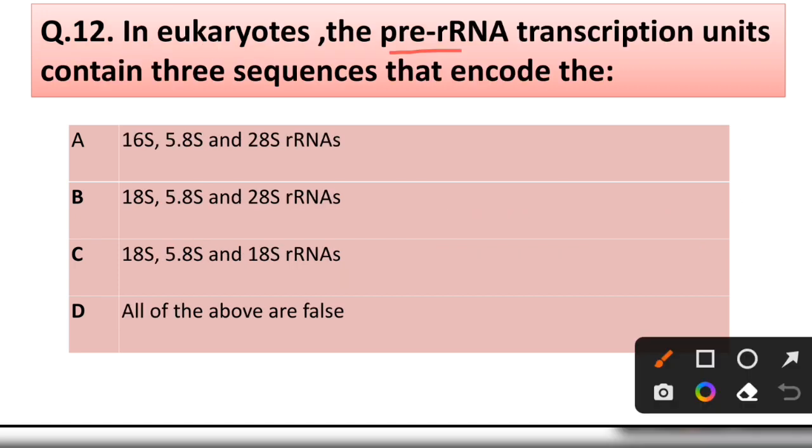Question number 12. In eukaryotes, the pre-rRNA transcription units contain 3 sequences that encode the 60S, 5.8S and 20S rRNA; 80S, 5.8S and 20S rRNA; 80S, 5.8S, 80S rRNA. All of the above are false. Answer is option B.